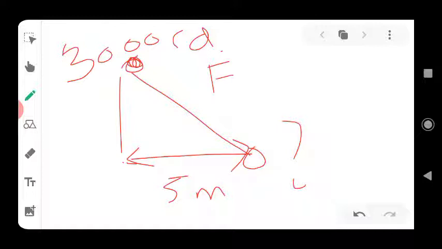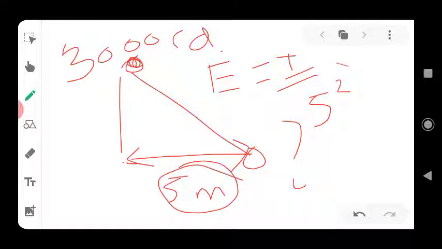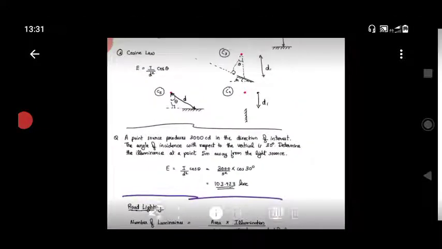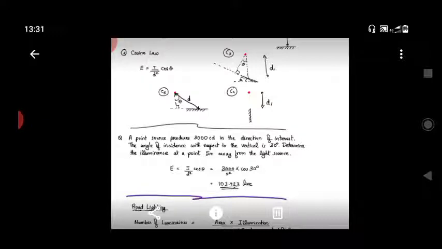So that is why we can have E is equal to I by d square into cos theta. d is this distance, 5 squared, and theta is that angle, so we have cos 30 degrees. If you substitute in that equation, we will be getting around 103.923 lux.